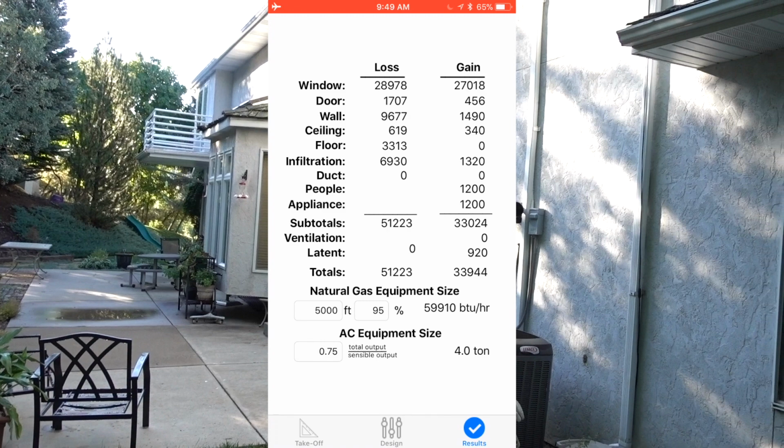Also, I've got the sensible heat ratio equation upside down. I never noticed that before. But the sensible heat ratio is the sensible divided by the total. And so I figured about a 75% sensible heat ratio, which should be able to be accomplished with a 5-ton evaporator coil using a 4-ton air conditioner.